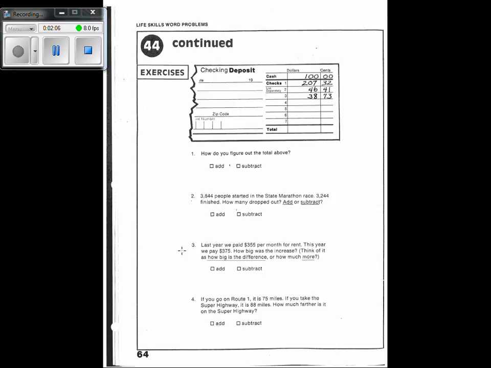Number 3, last year we paid $355 per month in rent. This year we paid $375. How big was the increase? Think of it as how big is the difference or how much more? Would we add or subtract?